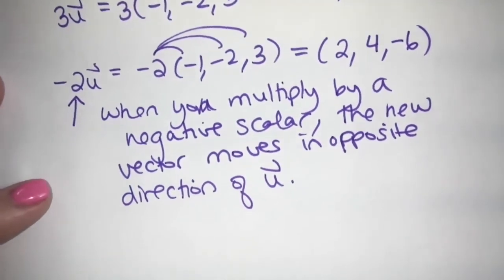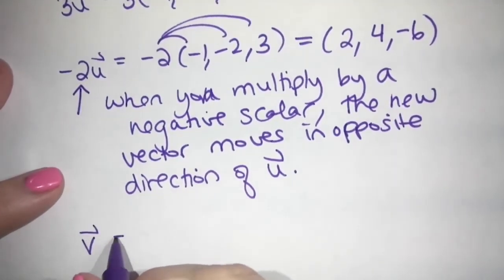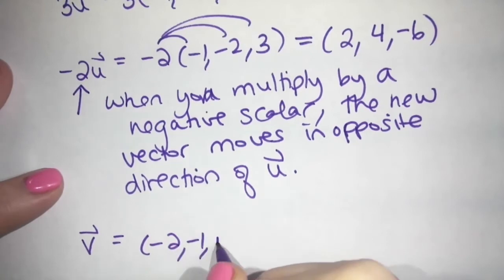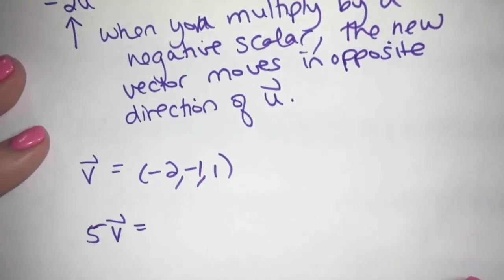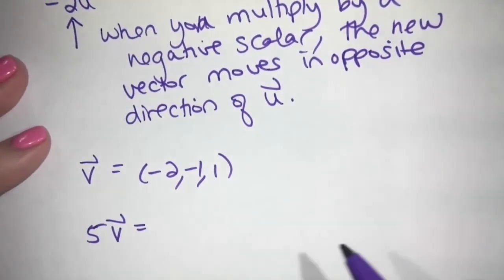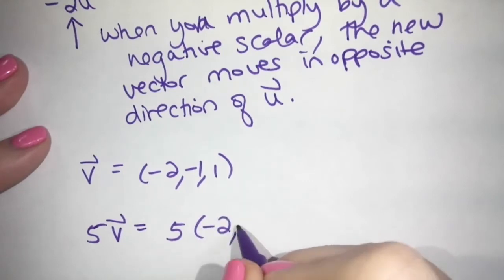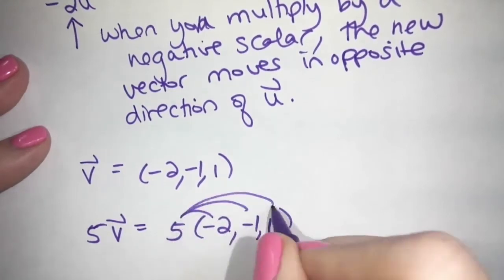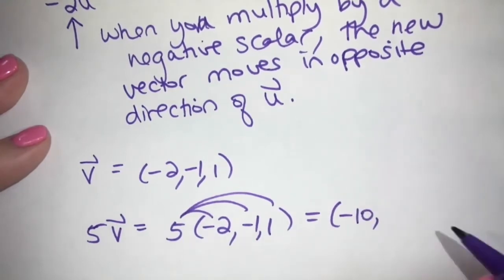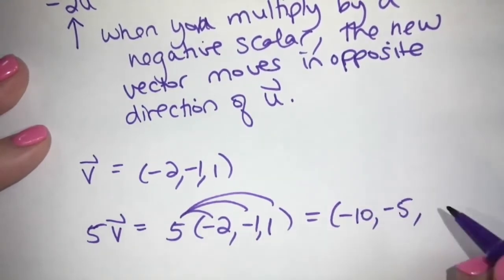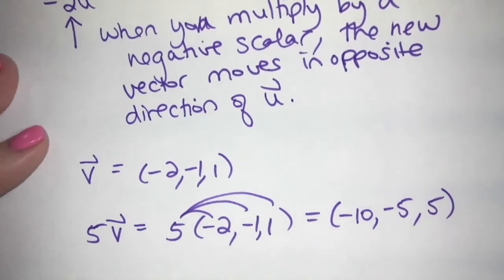And let's do one more. If we have vector v is -2, -1, 1, what would 5v equal? So pause and calculate 5v, and then you can check your answer. So 5 times vector v here would be 5 times -2 would be -10, 5 times -1 would be -5, and 5 times 1 is 5, and that's your new vector.